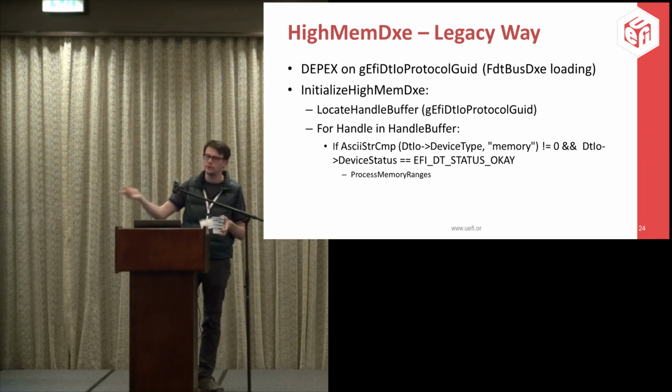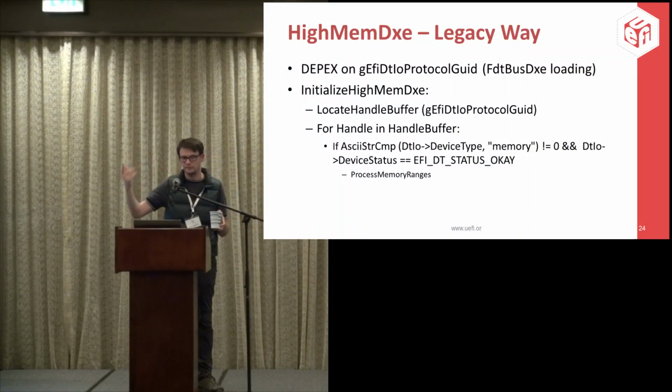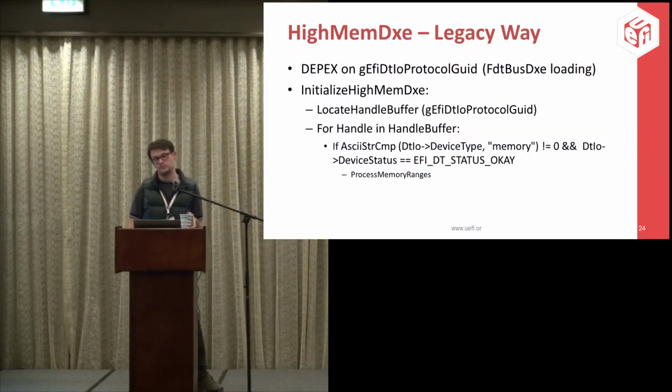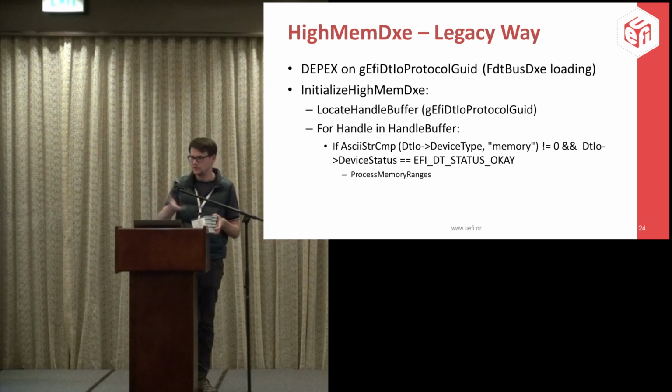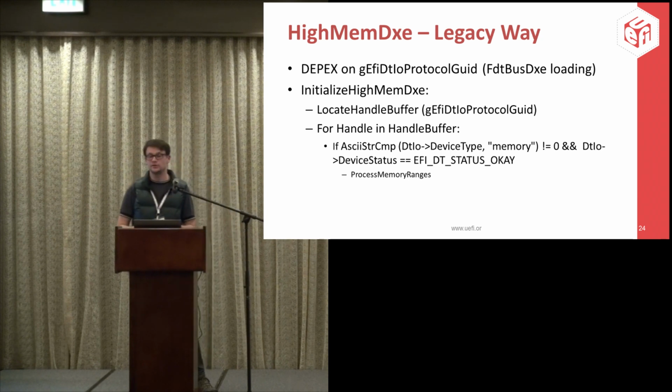And then in the entry point for that, you're gonna find all the handles with the DTIO protocol, iterate over them, right, and then see if the node looks like the one you want to support, you're gonna go and process it with some function, okay? Which is exactly how this code looks like if it uses FDT client DXE. The driver binding mechanism looks different, of course. The entry just installs the driver binding protocol, nothing else.